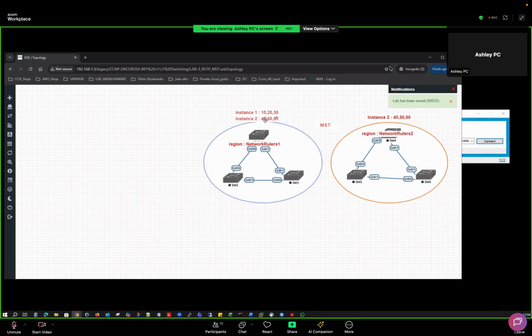The other instance which is running over region 2, we are going to change that. They are running as instance 1. They have a different set of VLANs. 40, 50, 60 is over there. Then we have here 70, 80, 90. Okay. Make sense? Yes or no? Make sense? Yes or no? Yes, sir. Yes, yes.